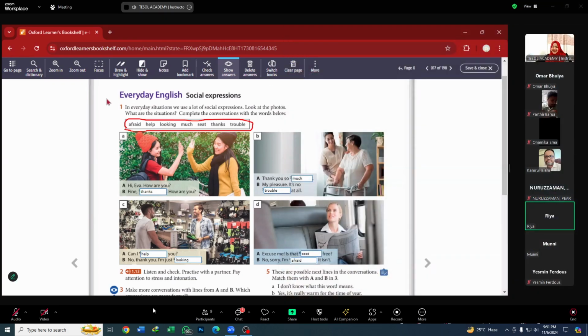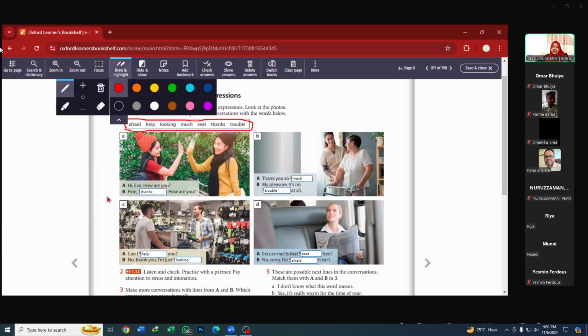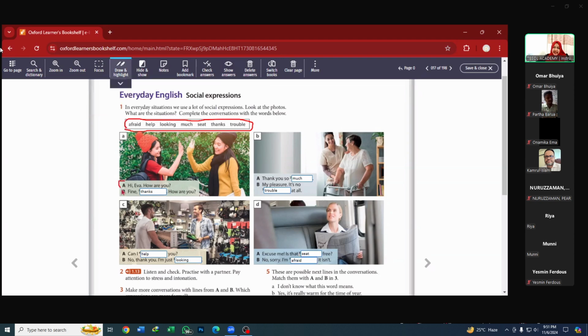Yes, ma'am. Picture A. Good, thank you. Hi, Eva. How are you? Fine, thanks. How are you? Okay, wait. Not like that, Miss Ria. Miss Munni will be the one saying all the dialogues of A. See, here are given A and B. So Miss Munni will be doing all the A and you will be doing all the B, saying all the dialogues of B. Okay? I understand, ma'am. So let's start, Miss Munni. Okay. Ria, are you ready? Yes, I am ready.